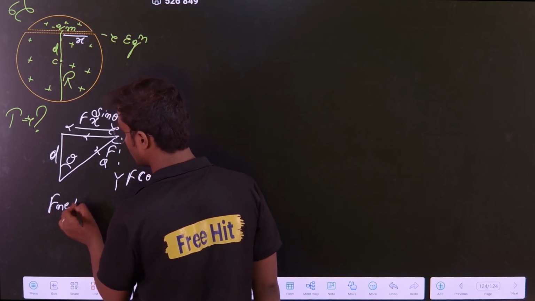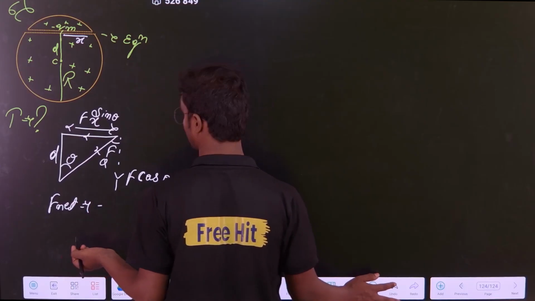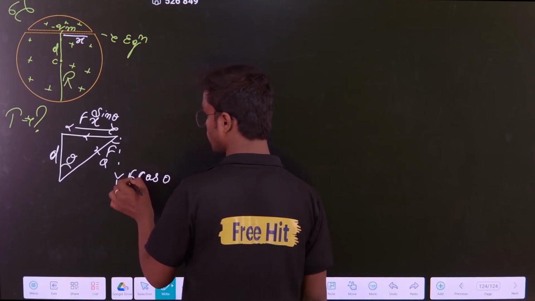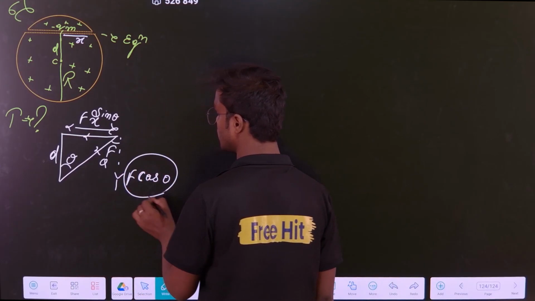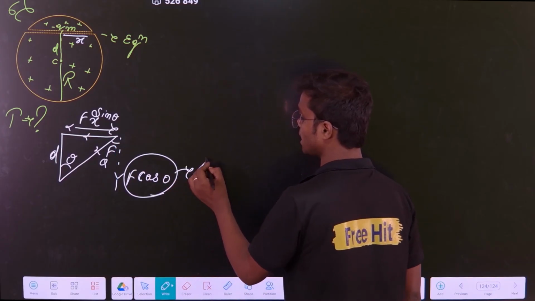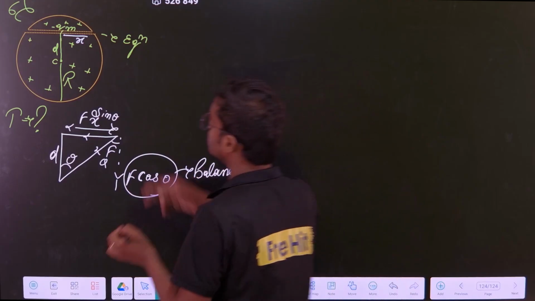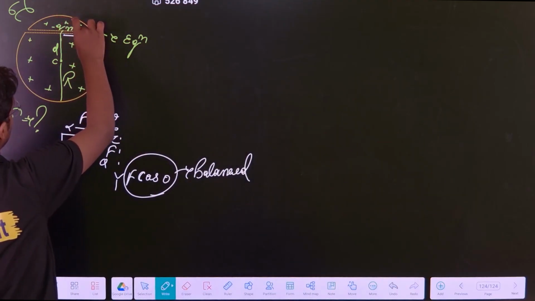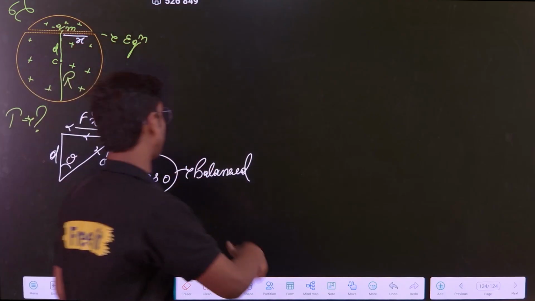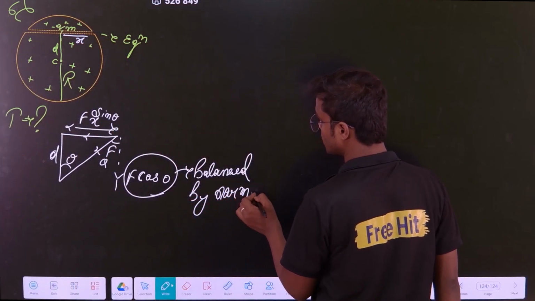So F sin theta will obviously be the restoring force, because we have to use the restoring force for finding the time period. This F cos theta is going to be balanced. Which is going to balance this F cos theta? F cos theta is balanced by normal. You understand? There is a contact, this charged particle will be kept here, so there will be contact, so this is going to be balanced by normal.